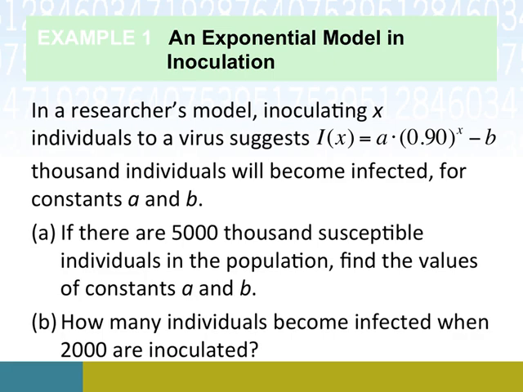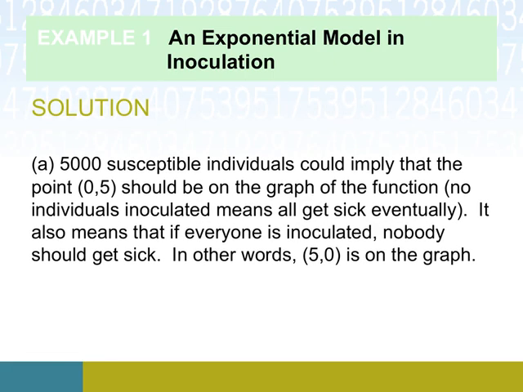And then we'll follow that up with how many individuals get infected according to this model when you inoculate 2,000. So 5,000 susceptible individuals actually gives us two useful pieces of information. One is maybe the obvious one. If you inoculate 0 people, there's our input, then 5,000 of them could get infected eventually, since our units are in thousands. So susceptible implies that they could.